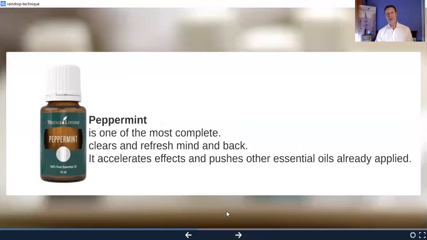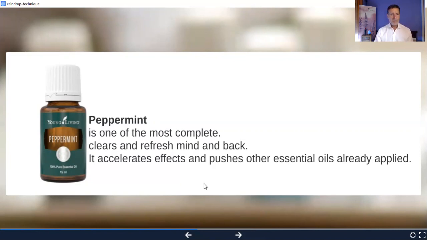And peppermint. Peppermint, I told last time, is for me the most complete essential oil, okay? Because you can do thousands of things with that. It's refreshing, it's anti-inflammatory. So you can use it to elevate your mind. You know that the frequency of peppermint is 78 megahertz. If you feel down in the morning, when you wake up, you can smell peppermint and you can drink it also, okay? And we use it to put on your spine too. So you can imagine how your spine will feel with peppermint. It clears and refreshes mind and back, okay?